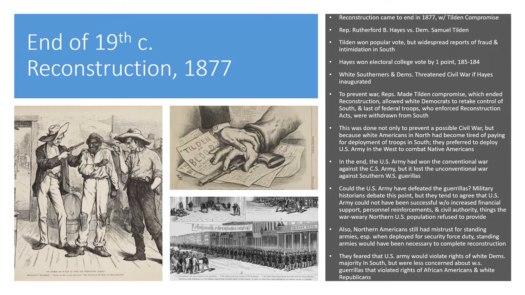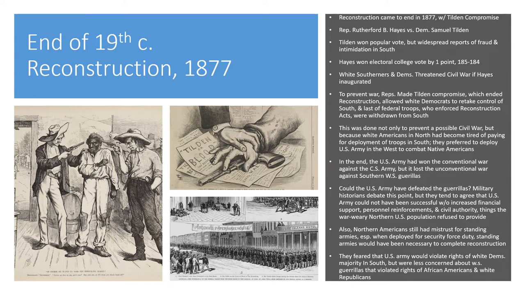And as I mentioned before, the US Army had won the conventional war, the Civil War against the CS Army, but it lost the unconventional guerrilla war against white Southern guerrillas and paramilitaries, groups like the Red Shirts that I mentioned before. And there's the question, could the US Army have defeated the guerrillas and could they have made Reconstruction a success? Military historians and strategists debate this point.